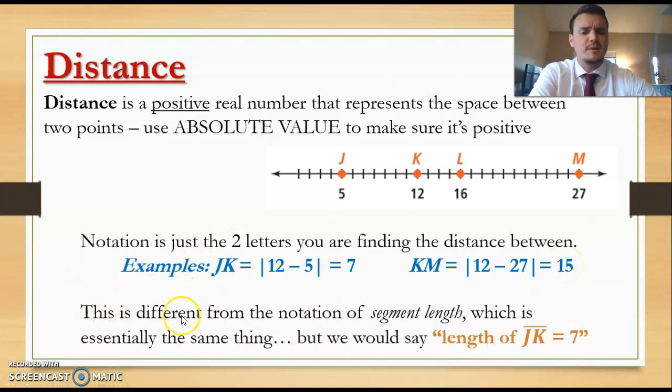And again, this is basically what I just talked about a little bit ago. The difference is in the notation of segment length. If we were talking about the distance between 2 points, we would just use these 2 letters here. But if we wanted to say the length of a segment, like JK, we would write the segment with the bar above it, segment JK equals 7. So there is a slight difference. I'm not going to be too picky, but I wanted to point that out just so you're aware of it.